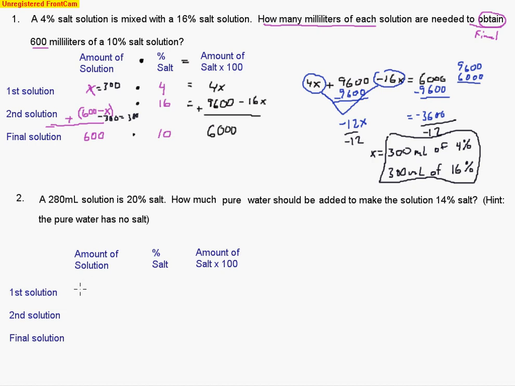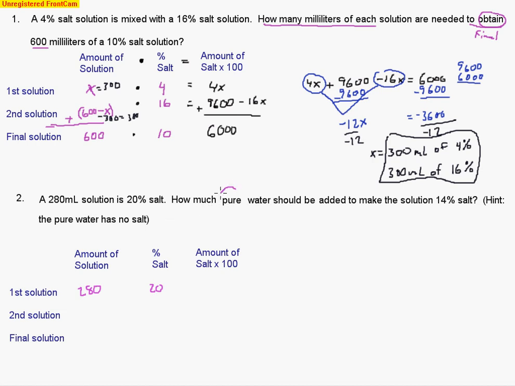So this time, it's a little different. They're giving us the amount of the one solution, 280 milliliters. So I can write that one in there. 280 milliliters, and it's a 20% salt solution. So we already know that, which is different than the problem up above. And then it says how much pure water.